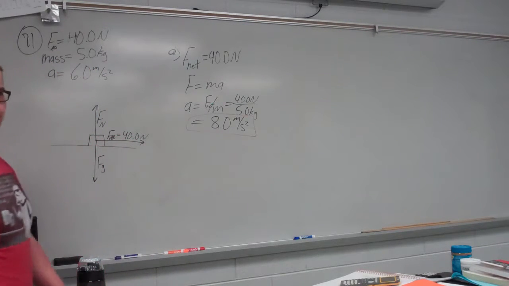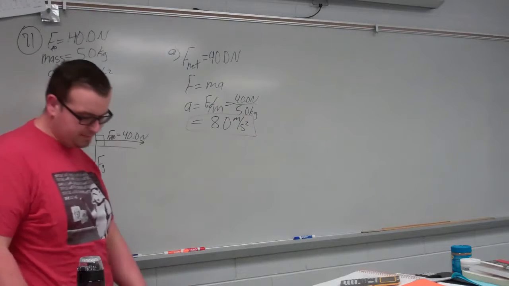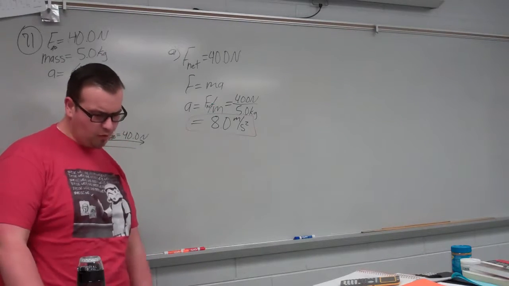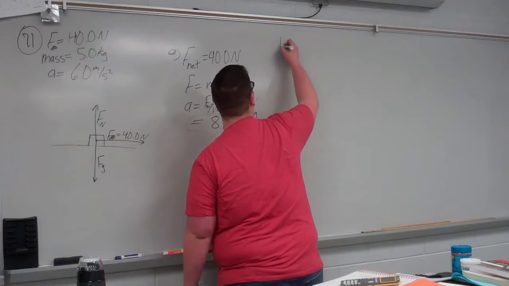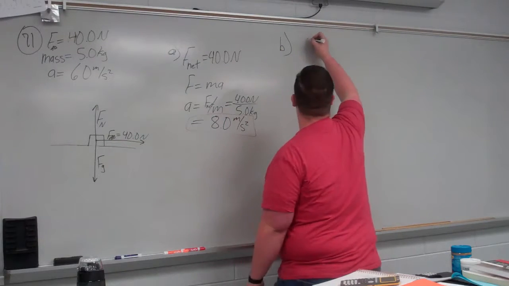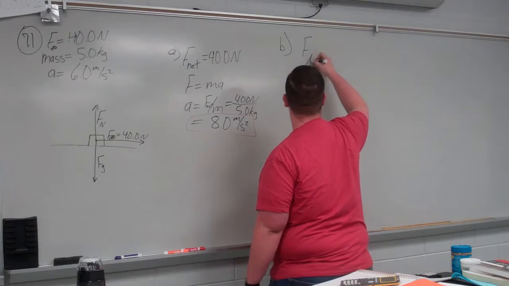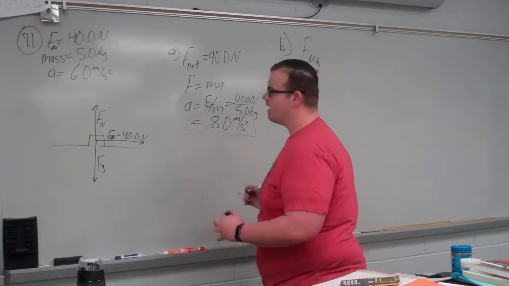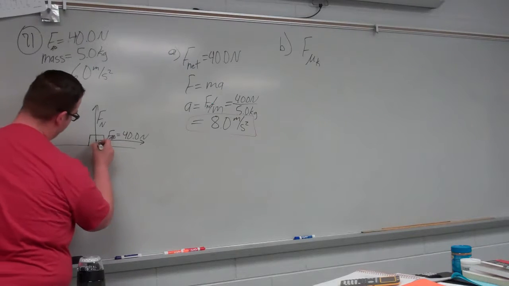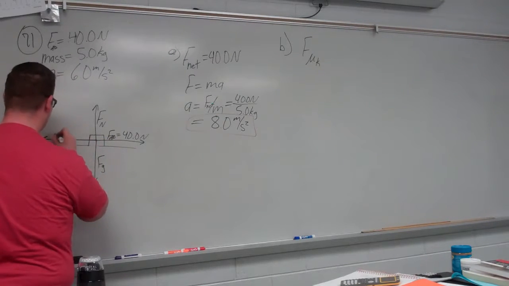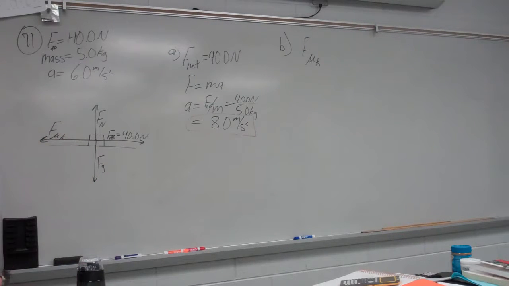So going from A, let's go to B. B, how large is the kinetic friction force? I now have everything back to my original free body diagram, with the kinetic friction force going opposite of the motion, which is going to the right.